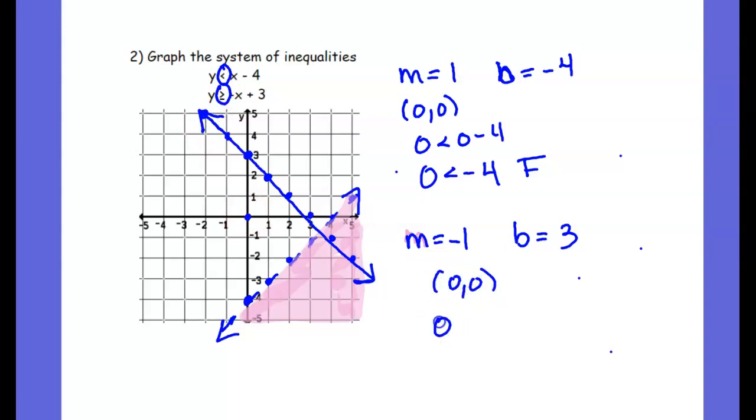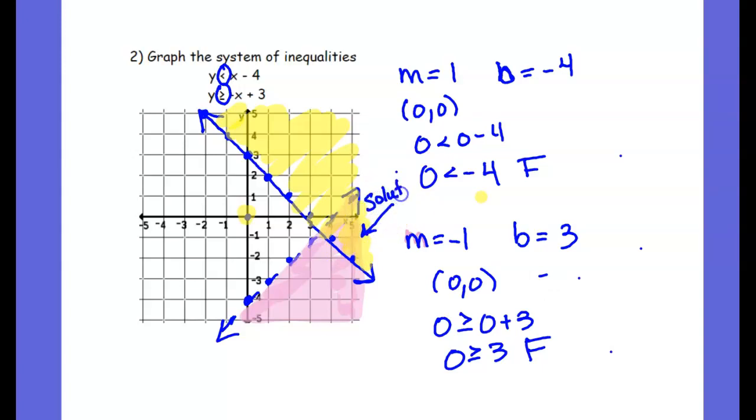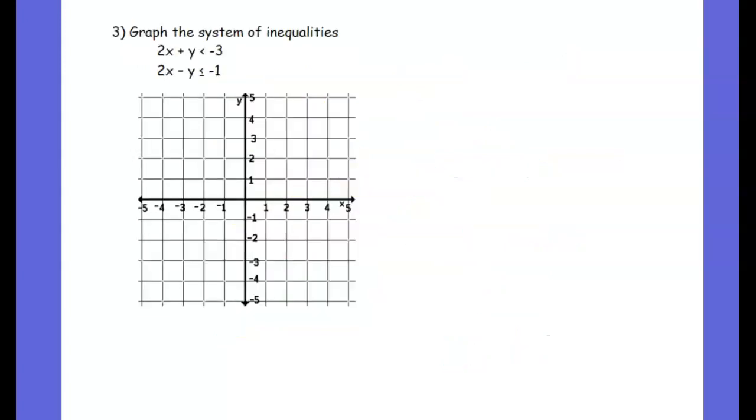Now we're going to test the point 0, 0. We plug it in. 0 is greater than or equal to 0 plus 3. 0 is greater than or equal to 3. That's also a false statement. So that means we're going to shade the opposite side of the line here, not where 0, 0 is. We're going to go to the other side. And when we do that, we notice our solution area is right in here, where the double overlapping region is. There's our solution.